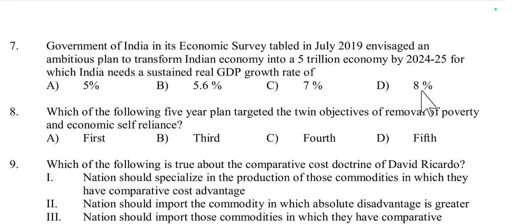5%, 5.6, 7 or 8%. So the right option is option D, 8%. To achieve a 5 trillion economy in 2024-25, we have to achieve a GDP growth rate of 8%. So option D is right here.